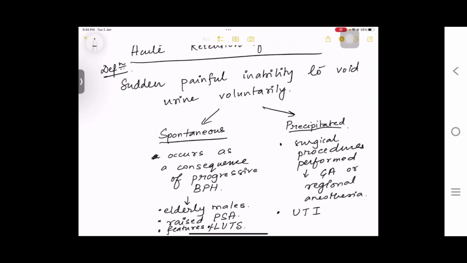Now precipitated can have certain reasons. Like first, there can be a surgical procedure that has been performed under general anesthesia, regional anesthesia, or there can be UTI or administration of anticholinergics and sympathomimetics. So spontaneous is progressive BPH and elderly, and precipitated is UTI, anticholinergics, sympathomimetics, and a surgical procedure.